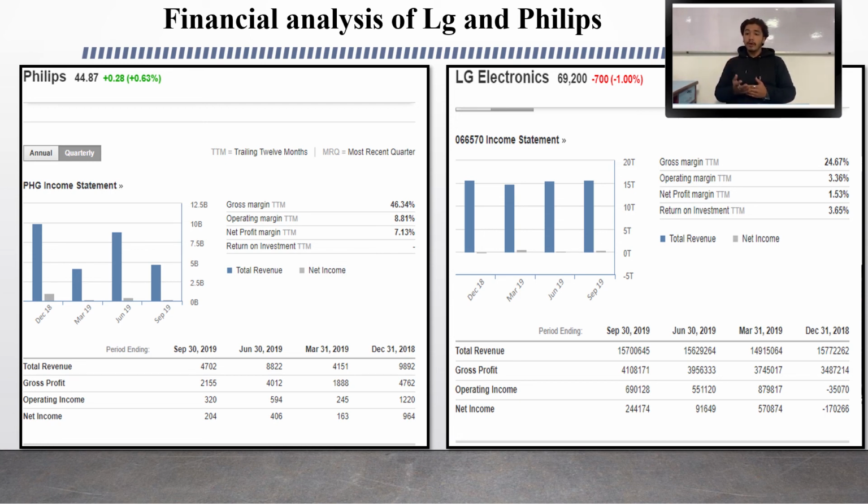Although the return on investment is higher in LG with 3.65%, the net profit margin is higher in Philips with 7.13% than that of LG.